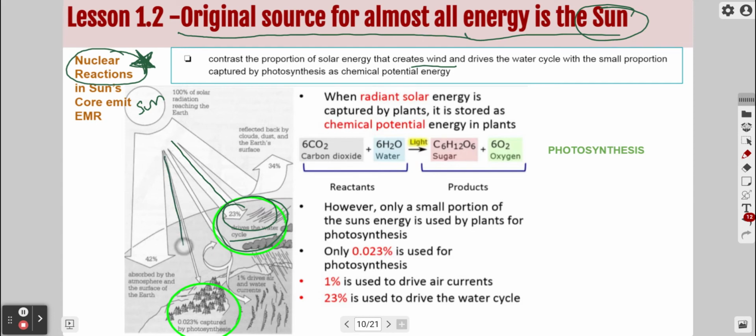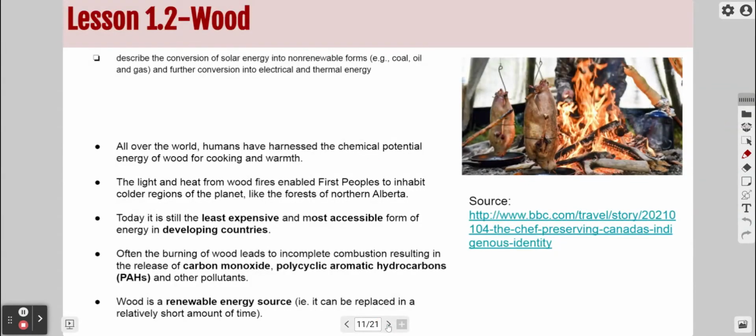And this is the other important number to know. 0.023% is captured by photosynthesis. And it's this energy that's captured by photosynthesis that we're interested in. So that's a very small proportion of the sun's energy being captured by photosynthesis. But keep in mind that is what is going to, for biofuel, if you're like biomass fuel, burning wood traditionally, but also if we're talking about coal, right?